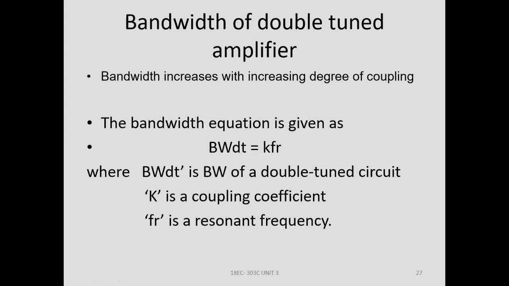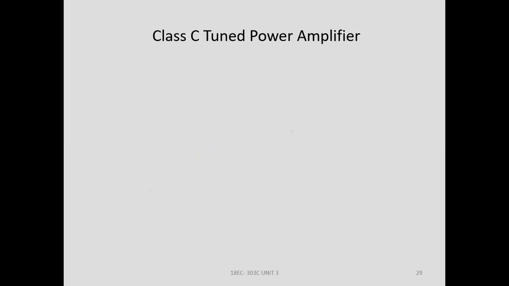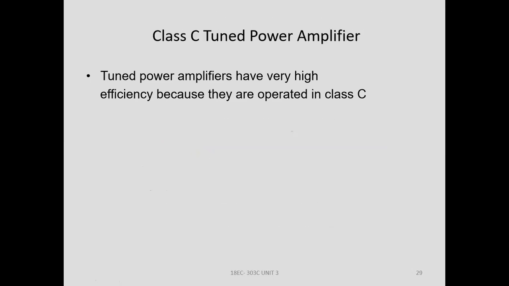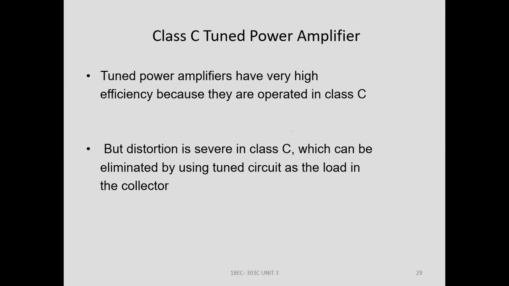And the next one is the Class C tuned amplifier circuit. This tuned amplifier has very high efficiency because it is operated in class C, but in class C the distortion is high. This can be eliminated by using a tuned circuit as the load in the collector. Generally in class C the efficiency is high but the distortion is more. This distortion is reduced by placing a tuned circuit in the collector.